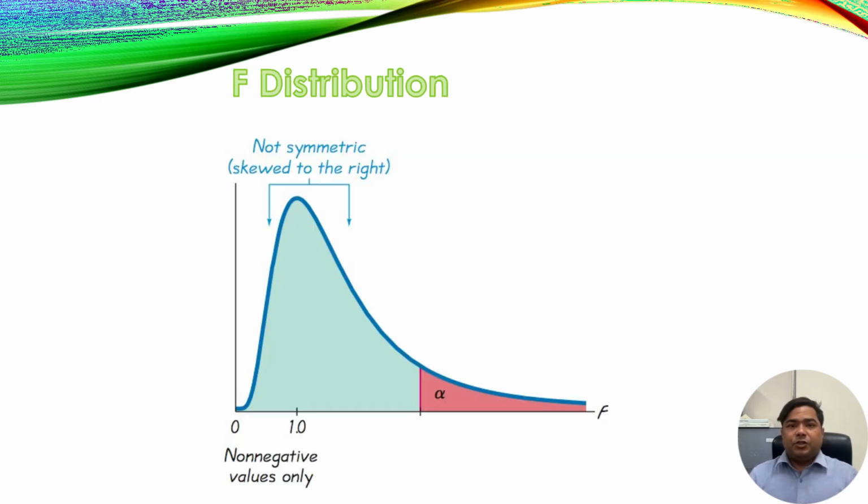The F distribution is used to compare variances between two normally distributed populations with equal variances. It requires two different degrees of freedom. Numerator degrees of freedom equals n1 minus 1 and denominator degrees of freedom equals n2 minus 1. The F distribution is not symmetric and values are non-negative, varying with degrees of freedom.